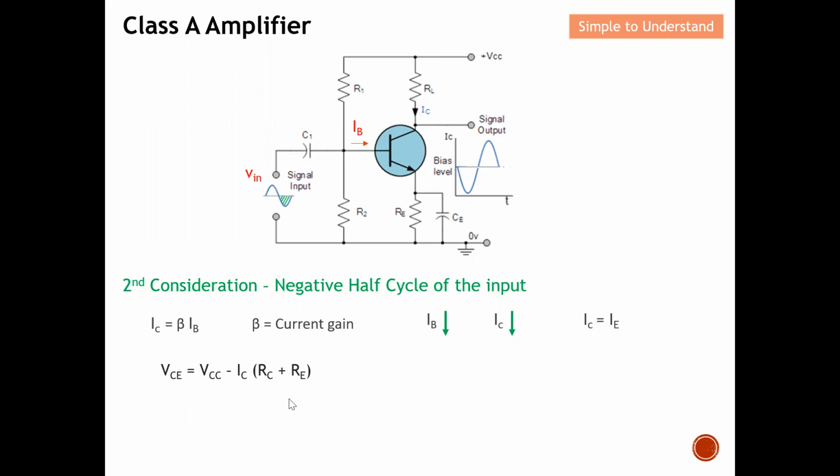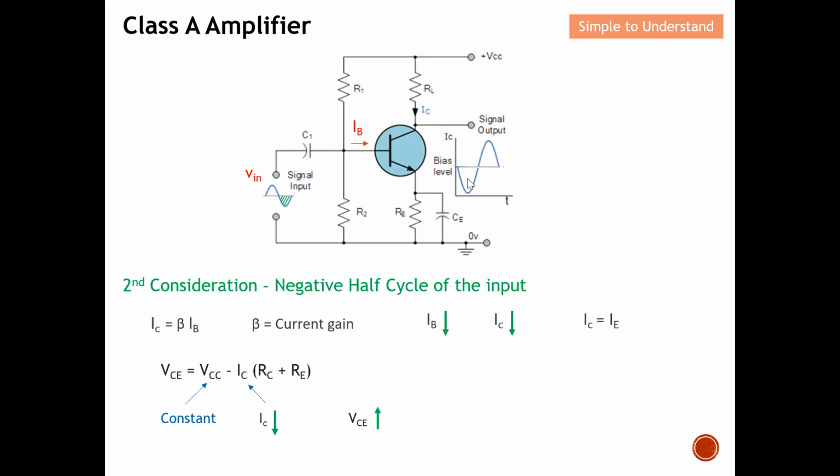So from here, as I have mentioned, VCC is always constant. This IC this time round drops. So when this drops, I know that my VCE increases. And hence, at the negative half cycle of the input, I know that the output will be a positive half cycle. So therefore, from here, you can see that the input signal will be inverted at the output. So basically, this will be the explanation for Class A amplifier.